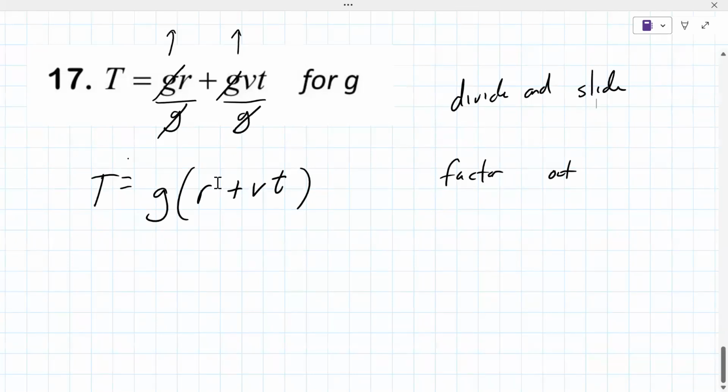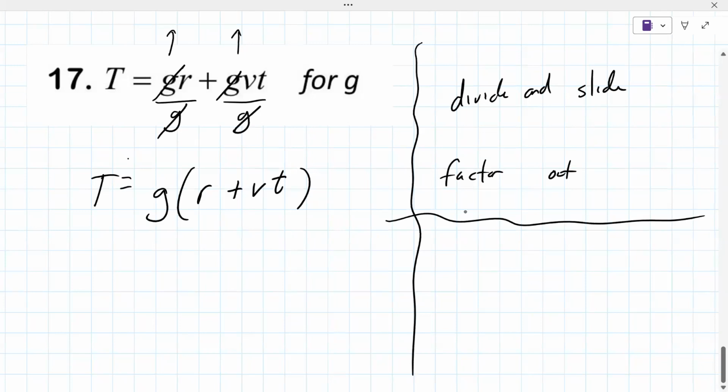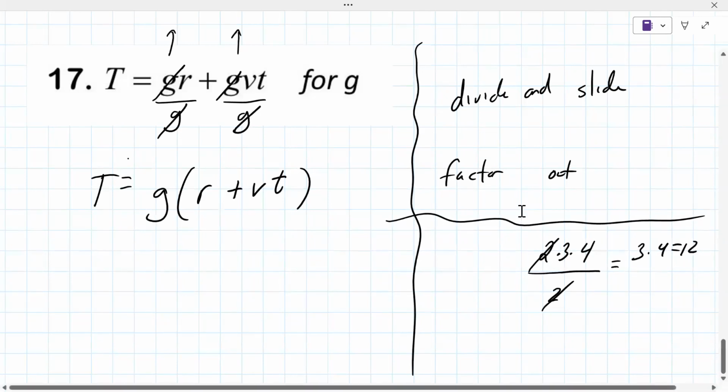Why don't I have to divide the T by G? You almost need a numerical example here, so let's do that. Say it's 2 times 3 times 4, and we divide it by 2. If we cancel these, the answer is 3 times 4, which is 12. Is that okay? Yeah.